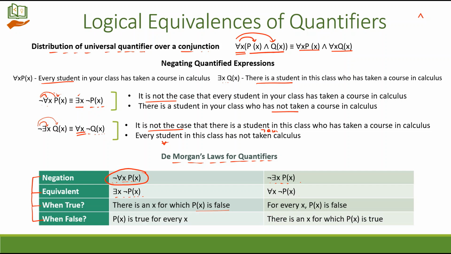So what is the true statement here? For every x, p of x is false. If p of x is true, negation of p of x will be false. Then what about the false value? There is an x for which p of x is true. When I say there is a student who has taken a course, then it is this particular expression. When I say no student has taken this course, that will be this one. Only when you apply negation to this particular expression, you will end up with this one.